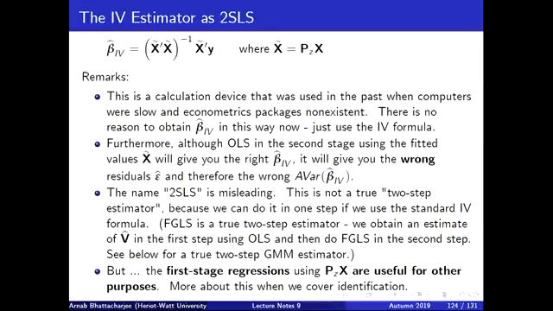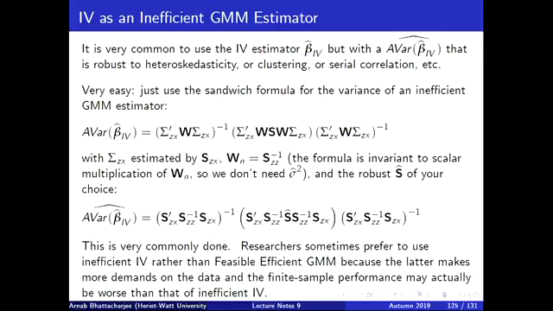So I've also said that the name two-stage least squares is misleading because you don't really do it in two stages. This is quite different from three-stage least squares and stuff like that, where you really needed to do it in several stages. Here you don't need to do it in two stages. This is also very different from two-stage GMM, which you need to do in two stages. But two-stage least squares is not quite done in two stages. You do it all together. These first-stage regressions are useful for other purposes. I'll be coming back to that when we talk about identification, that will be next time. We can also look upon IV as an inefficient GMM estimator.